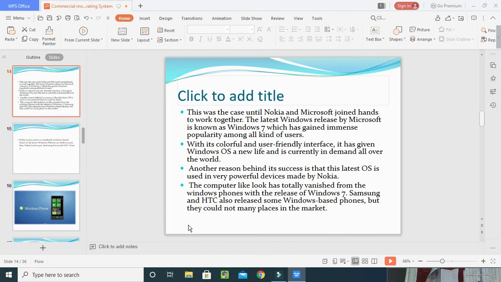So Nokia started using that operating system. Another thing, the computer-like look has totally vanished from the Windows phones with the release of Windows 7. Samsung and HTC also released some Windows phones, but they could not make a place in the market. So that is the difference.